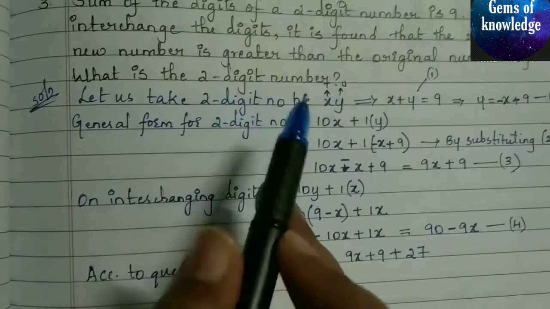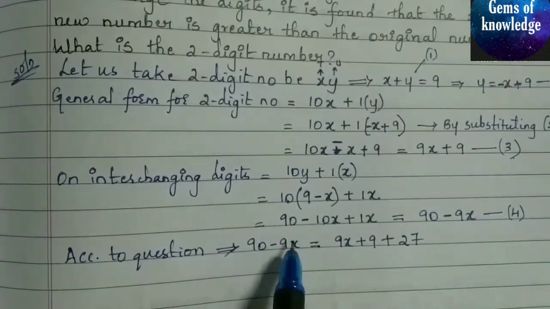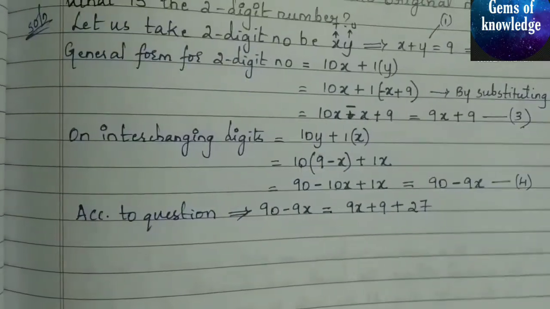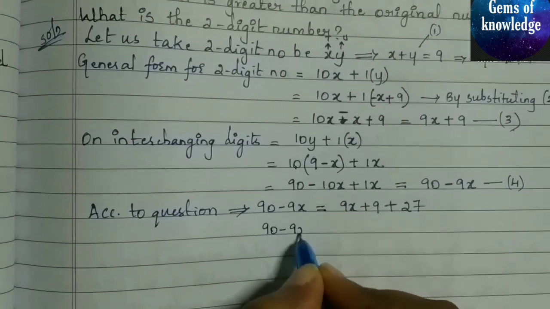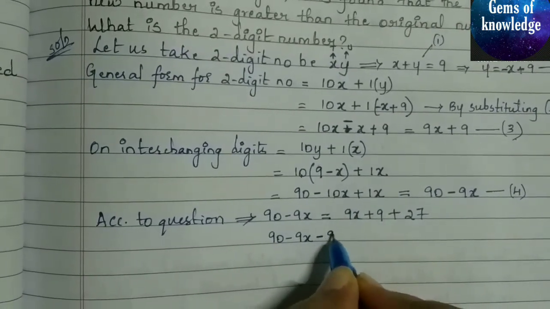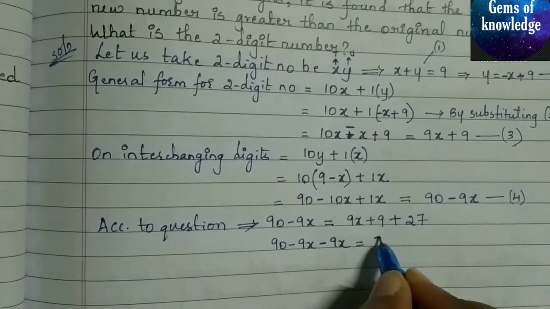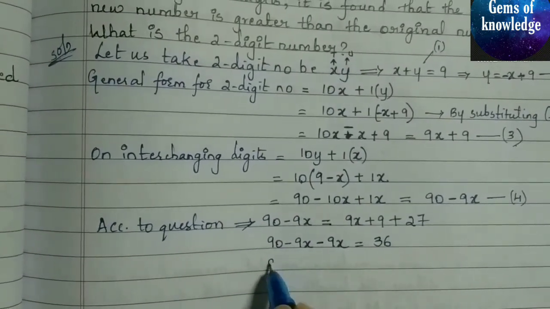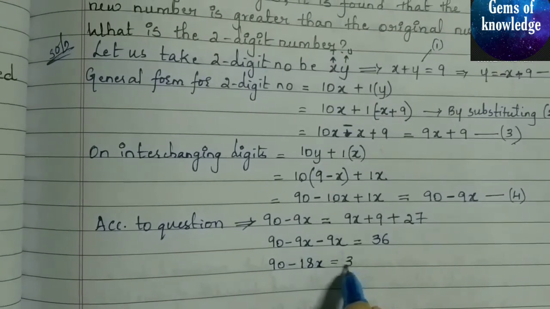So what is the 2-digit number? We have to calculate the 2-digit number now. First we will calculate what x is here. So we will get 90 minus 9x, and we will take this 9x to this side, we will get minus 9x, which equals 9 plus 27, that is nothing but 36. So 9x minus 9x gives 90 minus 18x, which equals 36.